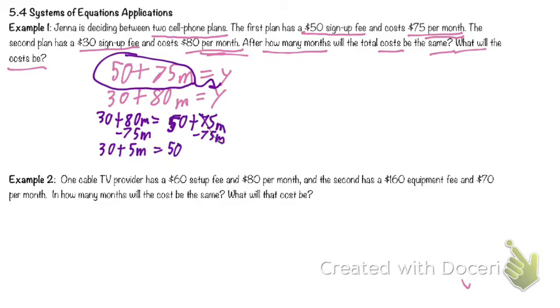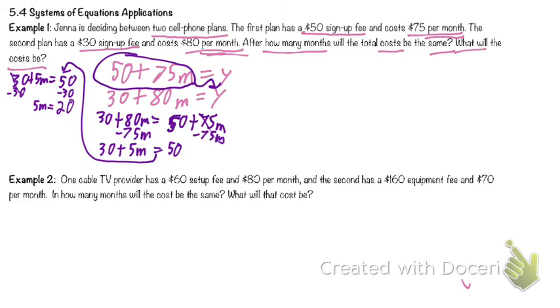Now I'm going to put this over here to the other side because I'm running out of room. I'm just going to rewrite it. 30 plus 5m equals 50. I didn't change anything. I just rewrote it because I'm running out of room. Now what do I do to solve this? Subtract 30. Get all those away from the variables now. 30 minus 30 is 0. What is 50 minus 30? 20.